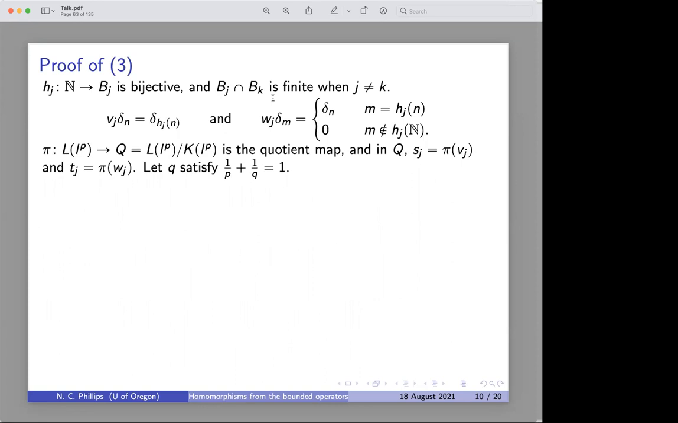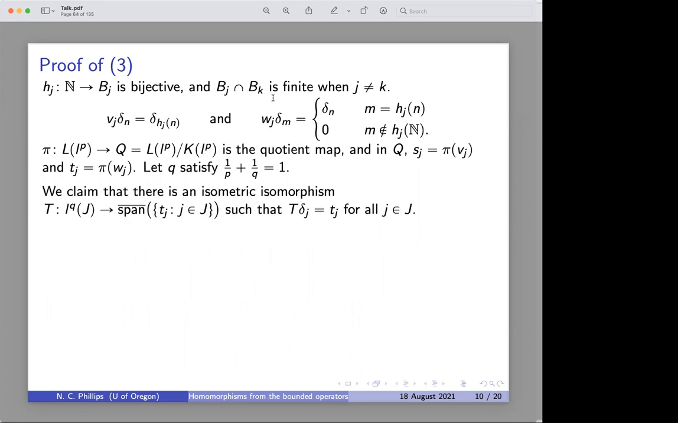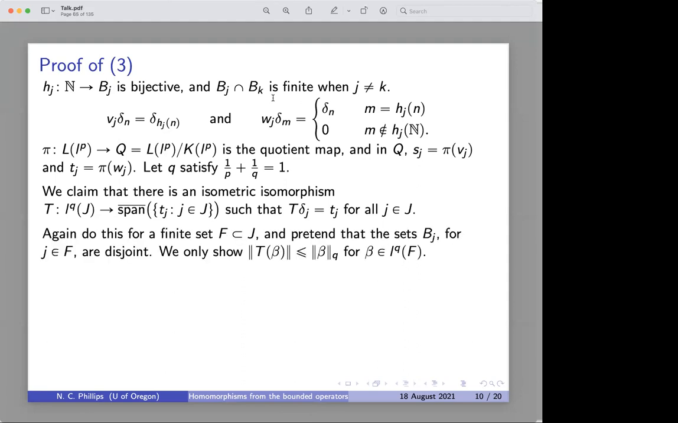Okay, for 3, which is the one with the Tj's, here's the setup. Here is the claim. This is a little bit trickier. You now effectively have a scalar multiple of a coisometry in some sense or other, and so things aren't quite so simple to write. But again, we'll restrict to a finite set, pretend that the sets Bj are disjoint. I'm only going to do the inequality that T of beta has operator norm less than or equal to the norm of beta in q. The other part is very easy just by choosing things carefully.